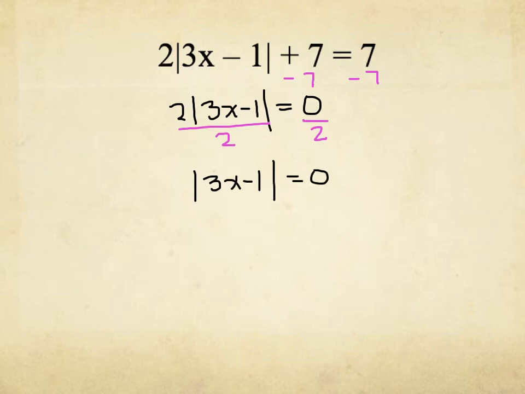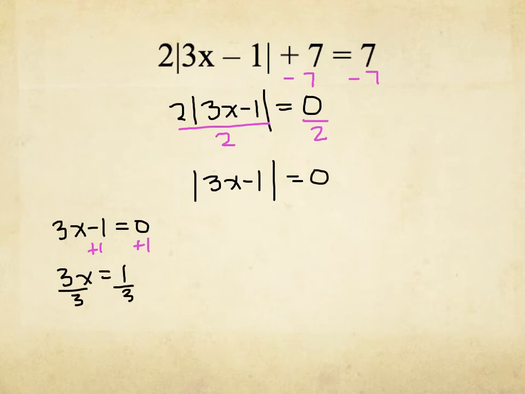Okay, the rule for this one is if it's equal to 0, you take away the absolute value signs and then just solve for the variable. So I'm going to do that. It's 3x minus 1 equals 0. Add 1 to both sides. I get 3x equals 1. Divide by 3. X equals 1/3. Now let's check to make sure that it is a solution.